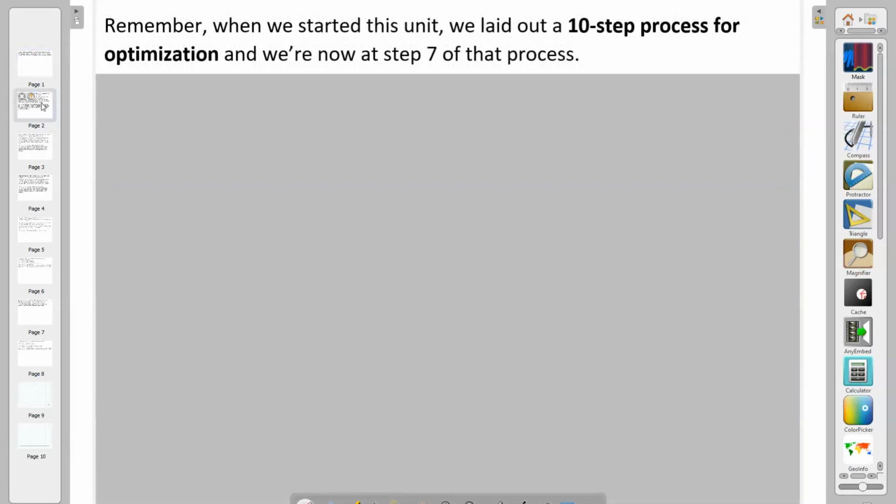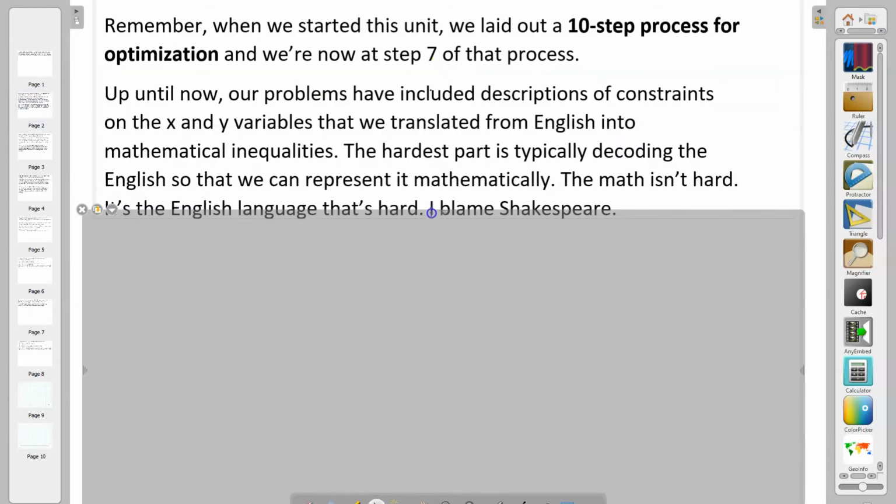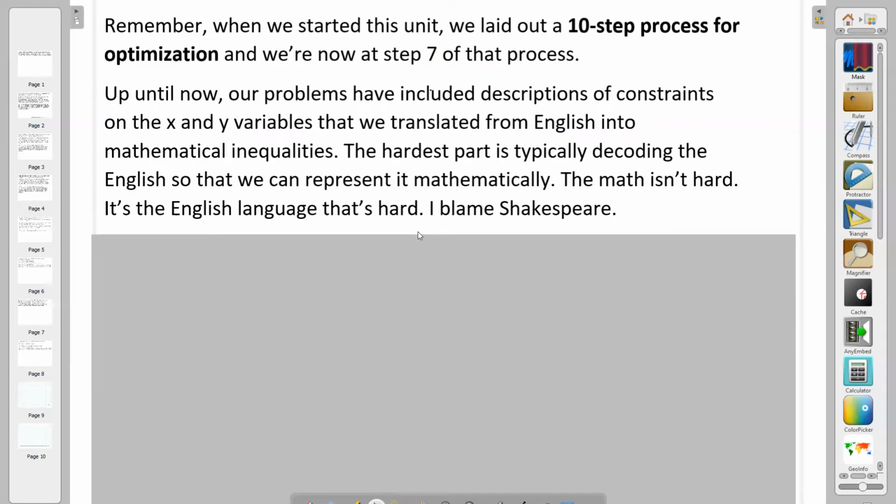Remember when we started this unit, we laid out a 10-step process for optimization. We're now at step 7 of that process. Up until now, our problems have included descriptions of constraints on the x and y variables that we translated from English into mathematical inequalities. The hardest part is typically decoding the English so that we can represent it mathematically. The math isn't hard, it's the English language that's hard. I blame Shakespeare.